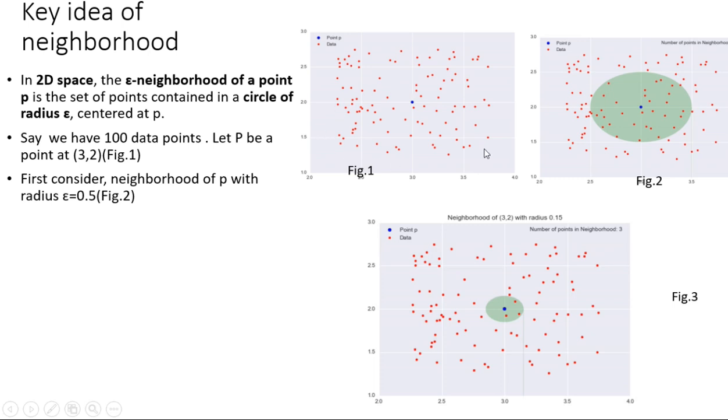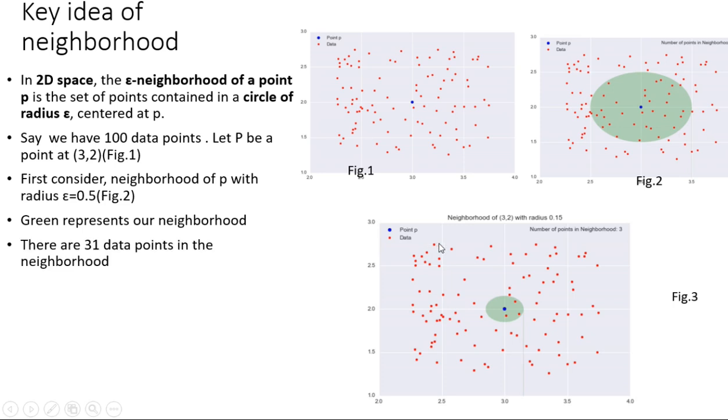Now first you have to consider what is the neighborhood of P. So let's say I have defined the epsilon, I have defined the radius as 0.5. So then you get this diagram. With the radius of 0.5, this is the shape of the cluster I am getting. So let's say green represents our neighborhood. So all the data points which are within this green circle, right, they all belong to this cluster.